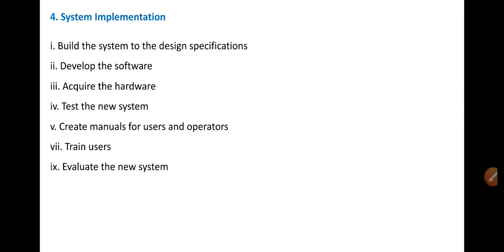And next, he is going to acquire the hardware. See, hardware is required in order to install software, right? Say for example, in order to install MS Word, MS Excel or MS Office software, we require either a laptop or a computer or any other tab, whatever it is. So the hardware is also required. Okay, so he has to acquire the hardware next.